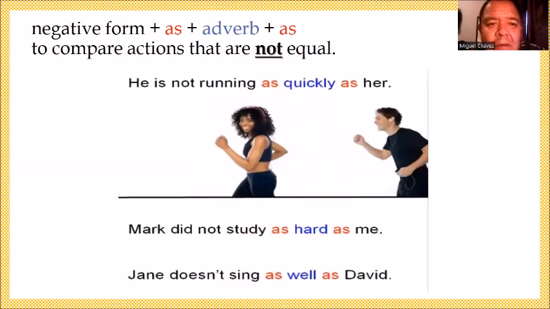In the negative forms with the adverbs, we are going to compare actions that are not equal. They are different. For example, he is not running as quickly as her. Mark did not study as hard as me. Jane doesn't sing as well as David. They are different.